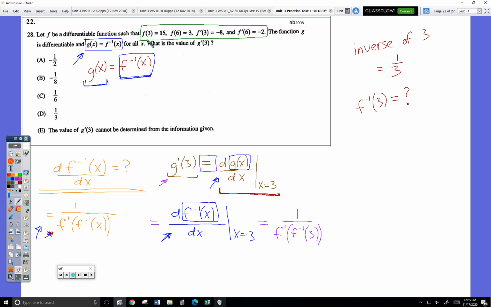I want to put those clues into a table form. So I want to build a table for F, not F inverse, for F. So Logan, based on the clues they gave you in green up here, what numbers can I put into this table for F? When x equals 3, f of x equals 15.